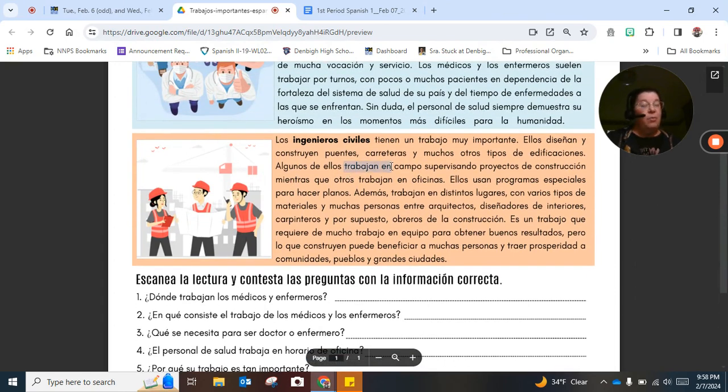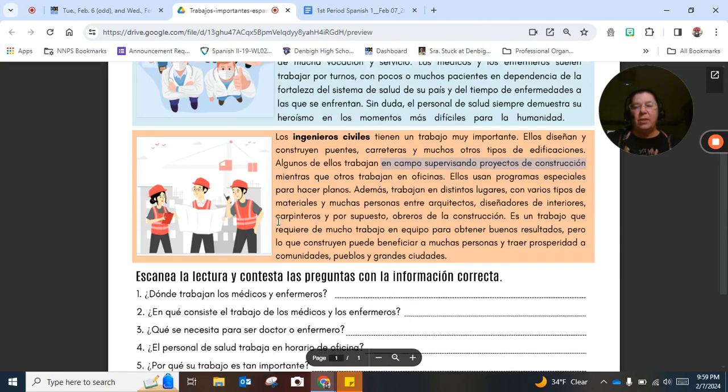Trabajan en, they work in. Campo. Otros trabajan en oficinas. Trabajan en distintos lugares. There you go. You found it. Campo. Supervisando. Yeah. Proyectos de construcción. So they work somewhere supervising that. Okay, remember, we're talking about civil engineers here.